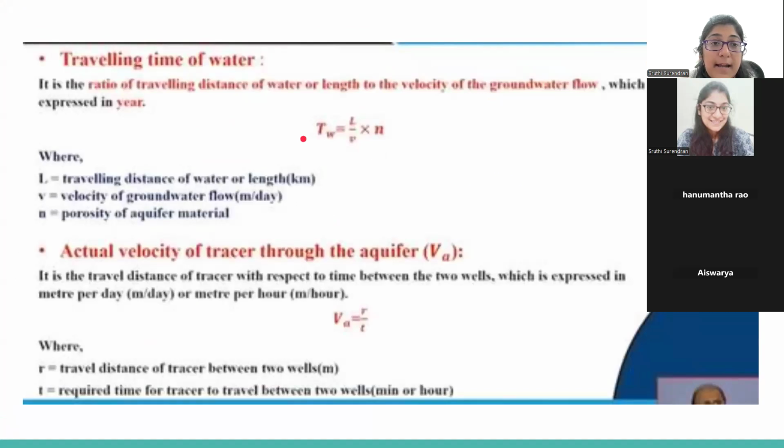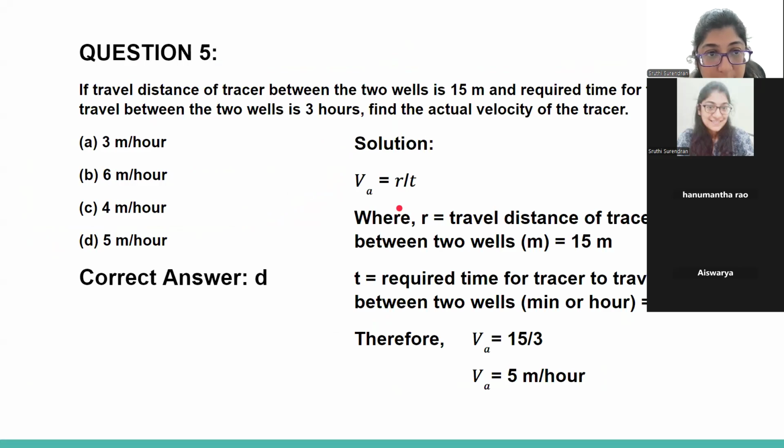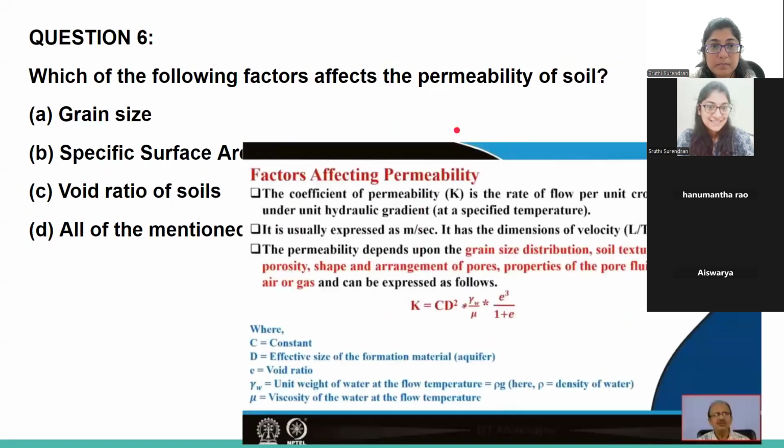Then another portion is the traveling time of water and actual velocity of tracer. Numericals from these 2 portions are also something that can come for sure. A question like this: if the traveling distance between 2 wells is this much, and the travel time is this much, what is the velocity? Just divide the distance by time, and you'll get the answer. Always keep in mind the units. This is something that can get you in trouble if you don't focus on it.